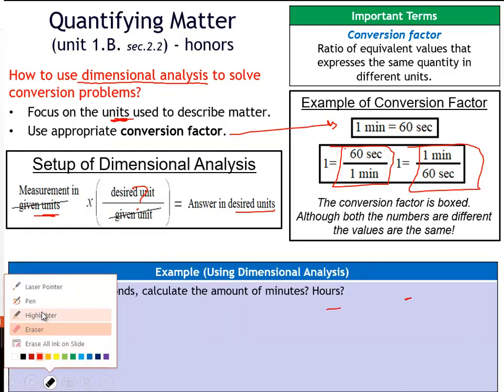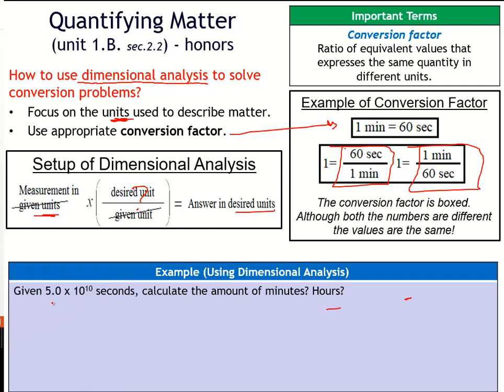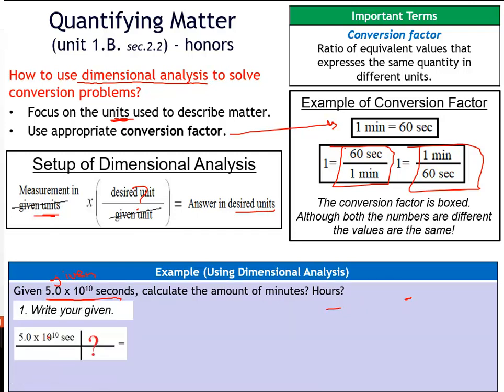So take a look at this example here. If I give you 5.0 times 10 to the 10 seconds, calculate the amounts of minutes that this given value is. And then when you're done with that, try to calculate the amount of hours. Let's do this together. So the first thing that I want to do is I see that this is called the given, right? So this is the given right here. And what do I want to do? I want to write down the given. Okay? So there's my given.